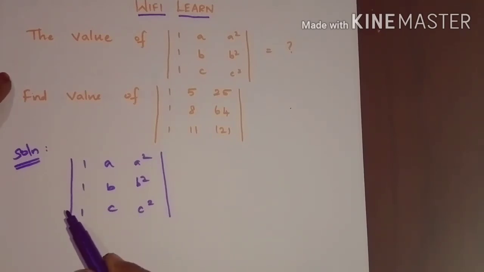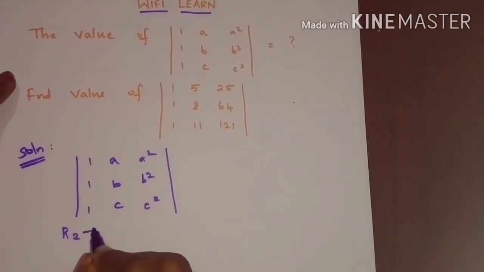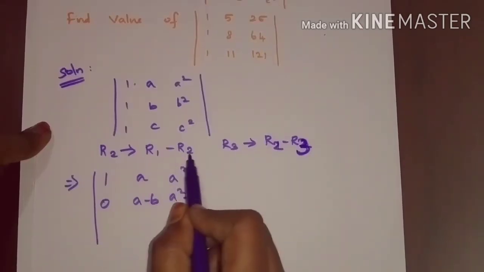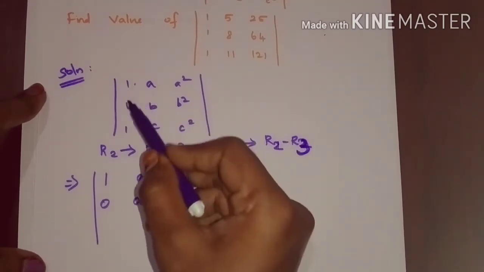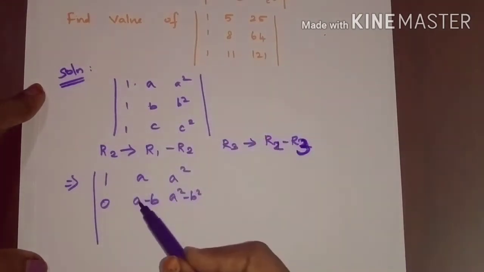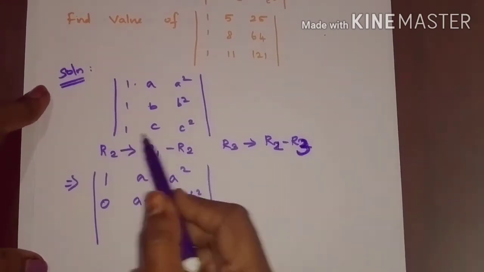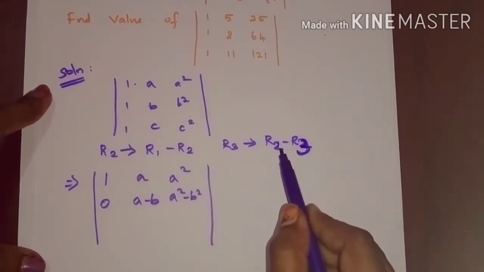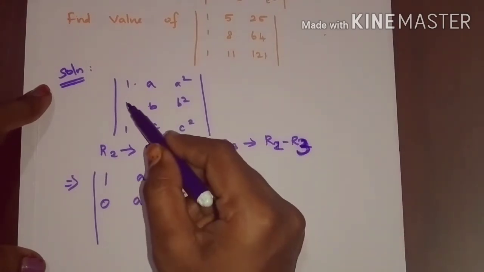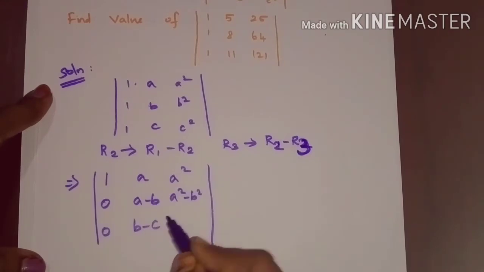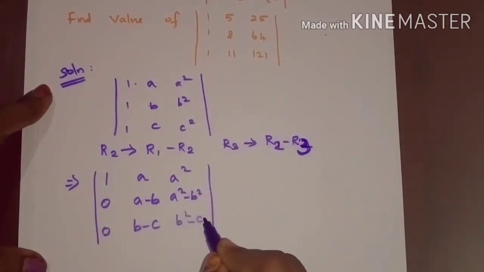So I am going to make a manipulation: row 2 becomes row 1 minus row 2, and row 3 becomes row 2 minus row 3. After the manipulations we get 1 minus 1 is 0, a minus b, and a square minus b square in row 2. In row 3, row 2 minus row 3 gives 1 minus 1, again 0, then b minus c, and b square minus c square in the last term.